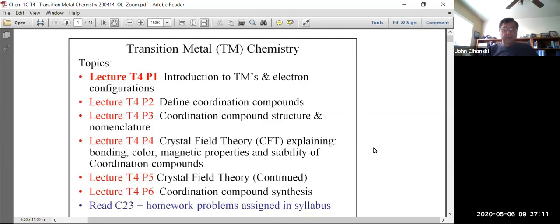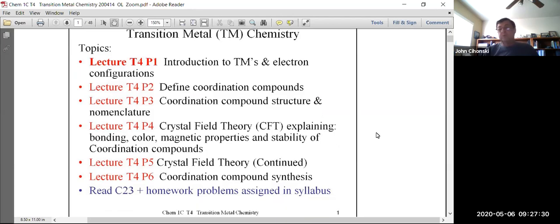Hello again. We are going to be addressing the last unit for this Chemistry 1C course. It is Transition Metal Chemistry. This will be chapter 19 in your textbook.